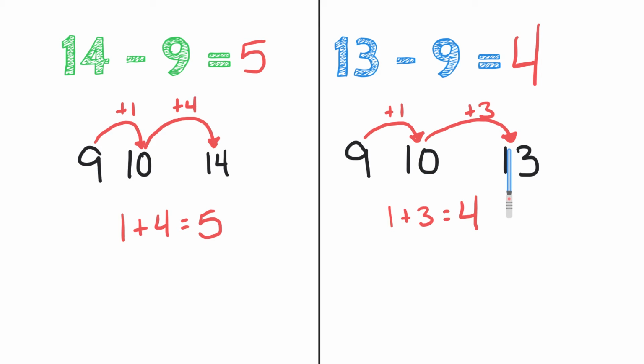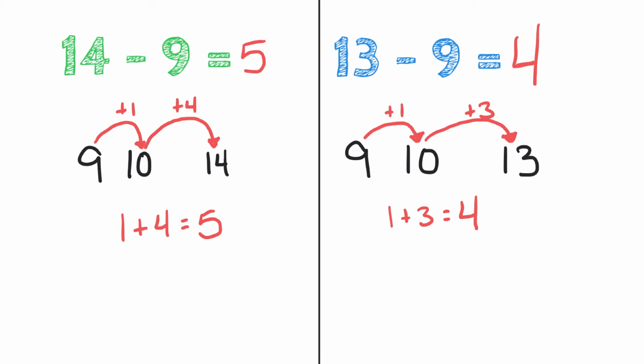So there's our 13. And we're going to go from 10 to 13. 10 to 13 is 3 more. And then we add up what we had. We had a 1 and a 3. So 1 plus 3 is 4. So our answer is 4. 13 minus 9 equals 4.